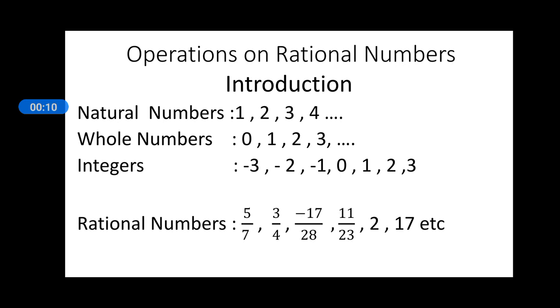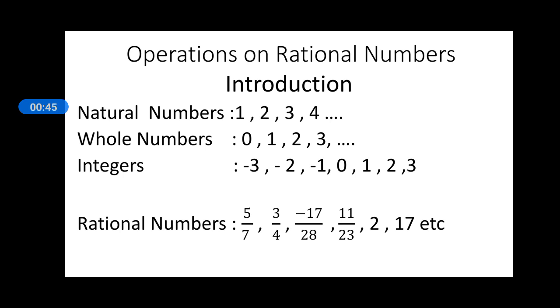Let's see what are natural numbers. Counting numbers like 1, 2, 3, 4 are called natural numbers. Whole numbers: when we include 0 to the natural numbers, we get whole numbers 0, 1, 2, 3. Integers: as said earlier, an integer is a whole number anywhere from 0 to positive or negative infinity. For example, minus 3, minus 2, minus 1, 0, 1, 2, 3.